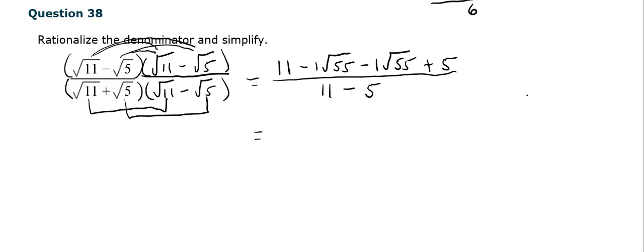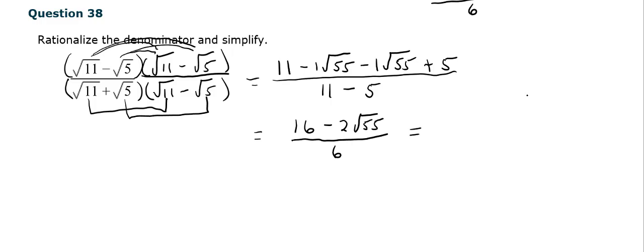So I'm going to collect like terms. So in the numerator, I have 11 plus 5, which is 16. I have negative 1 square root of 55 and negative 1 square root of 55, which gives me negative 2 square roots of 55. I don't add the radicands, I just add the coefficients. And in my denominator, I have 11 minus 5, which is 6.